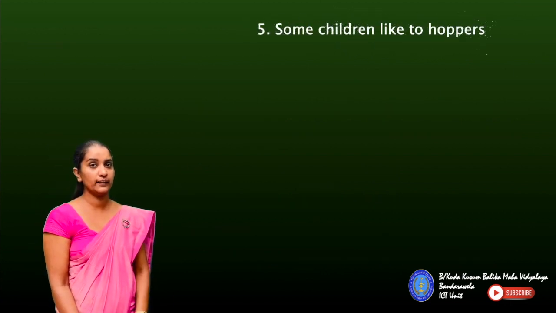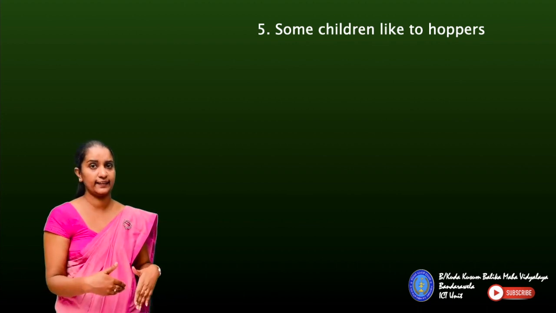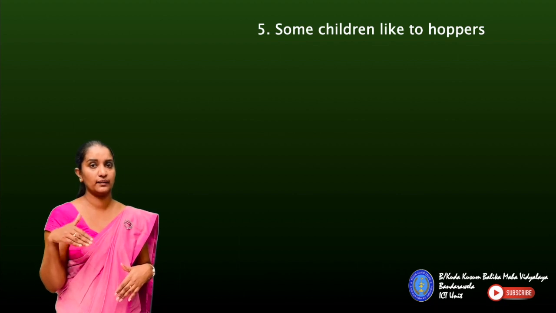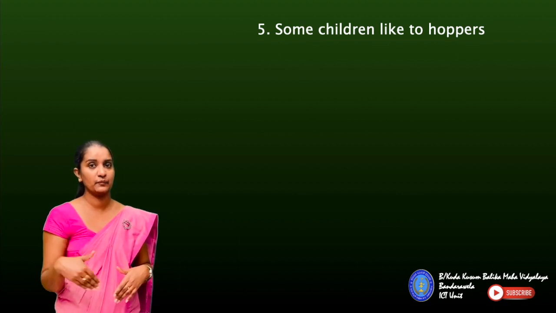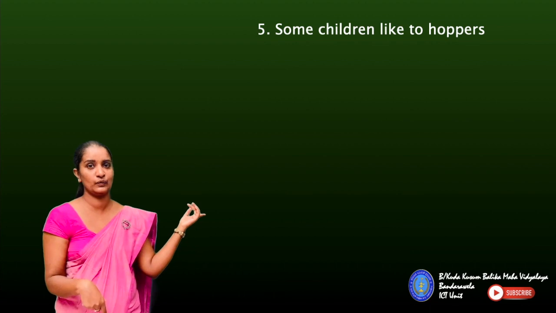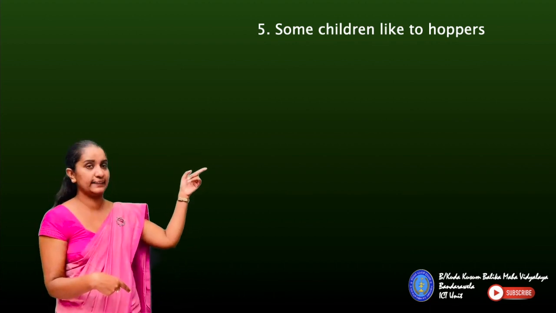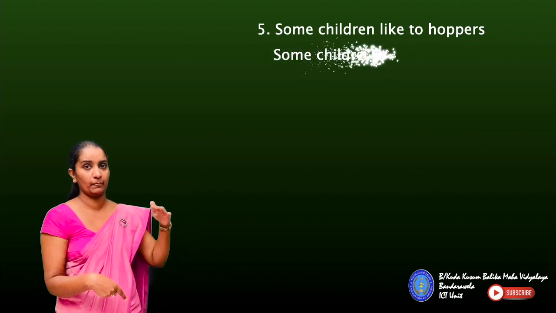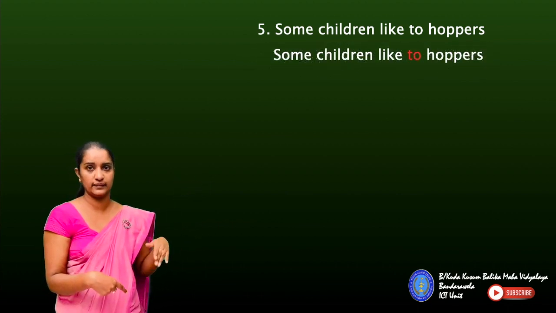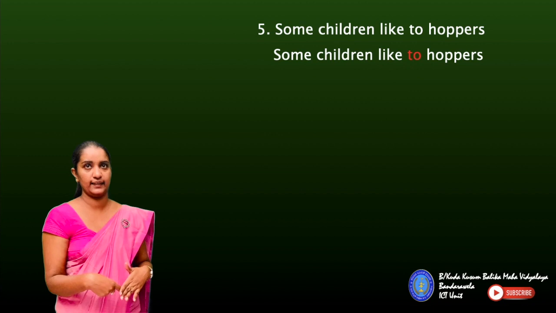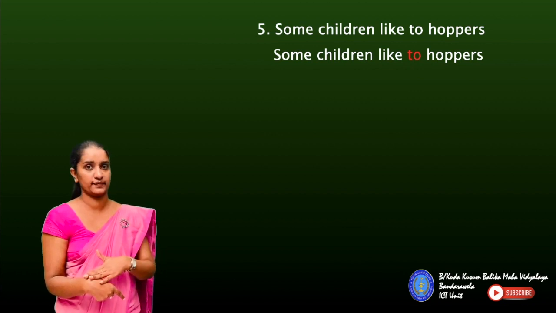Look at number 5. Some children like to hoppers. That is because of direct translation. In Sinhala we say, සමහර දෙනෙක් අප වලට කැමති. So in English also you like to write with to. But in the next sentence you can see to is not needed. You can just say some children like hoppers.